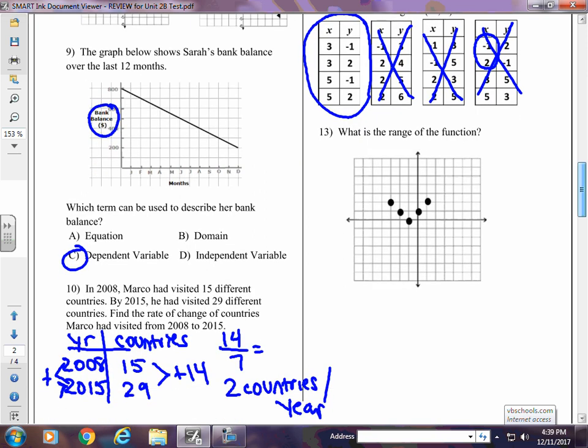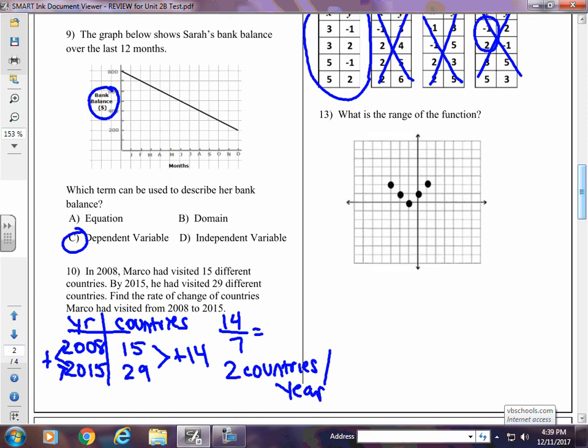Okay, for number 13, it wants to know what is the range of this function. So looking at the dots, remember range are the y values. So the quickest way to do this is to look at the y-axis. So this bottom dot traces over to 0 on the y-axis. These two dots here in the middle are at +1 on the y-axis, and these two dots at the top are at +2 on the y-axis. We could ask the same question with the same dots and ask you for domains. So make sure you read the question carefully.